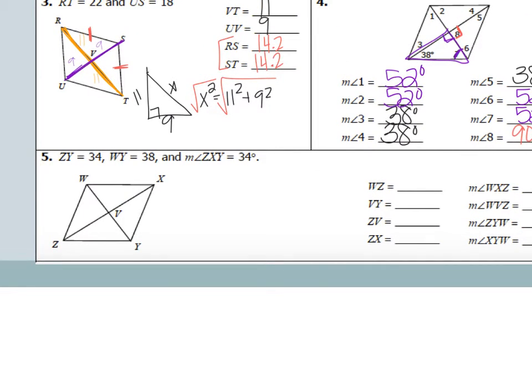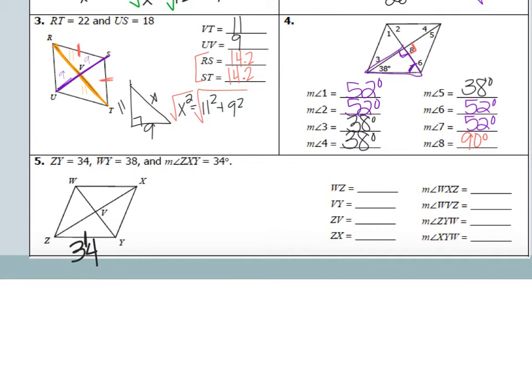Angle 5, ZY is 34. So I know that's 34, which means, what over here can we do? If ZY is 34, WZ is also... Oh, that doesn't work, does it?